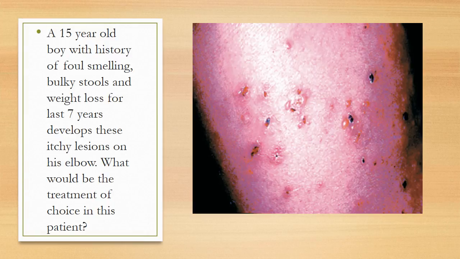So this is an example: a 15-year-old boy with a history of foul smelling, bulky stool, and weight loss for the last 7 years develops these itchy lesions on his elbow. The lesions have been shown here. And what would be the treatment of choice in this patient?